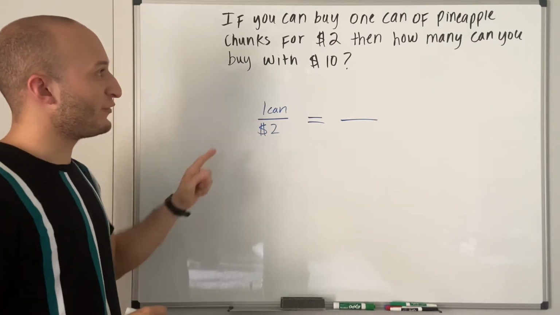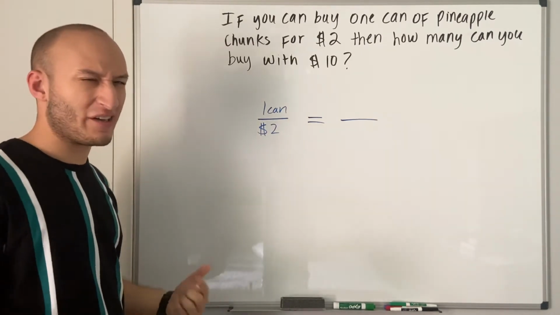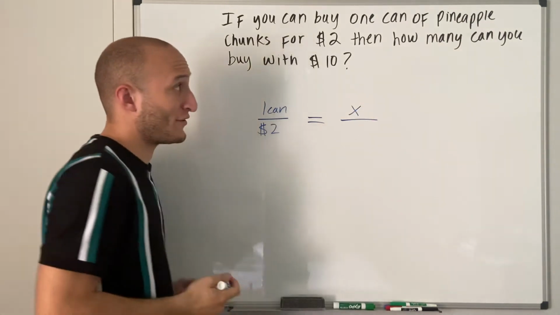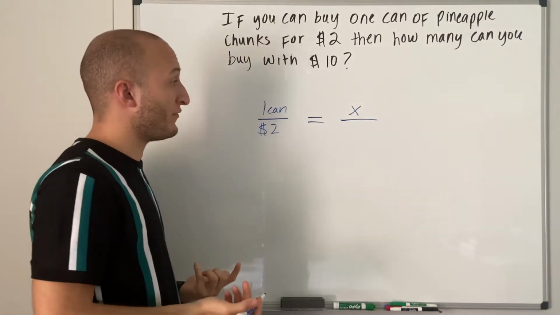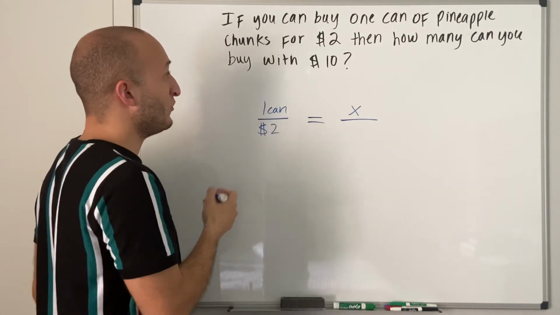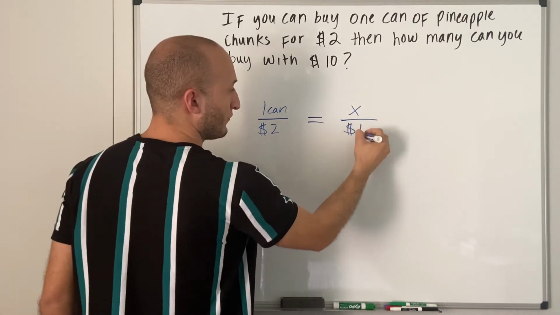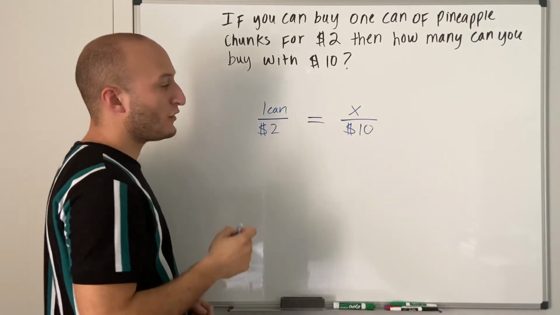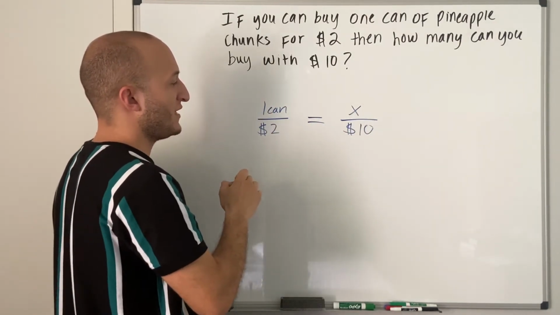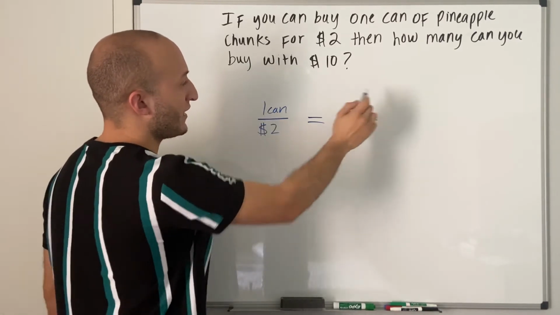The next thing that I see is how many cans. That's what I'm trying to figure out, so cans goes on top, and that's going to be my variable x. Then $10, which goes on the bottom. All of these problems are going to be set up this way: dollars on the bottom, cans on the top.